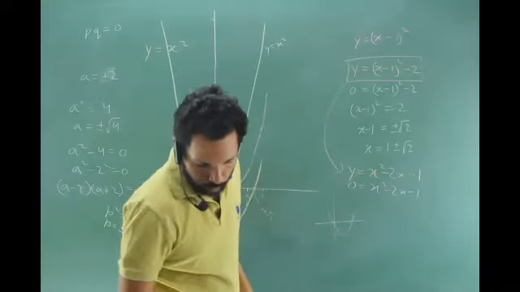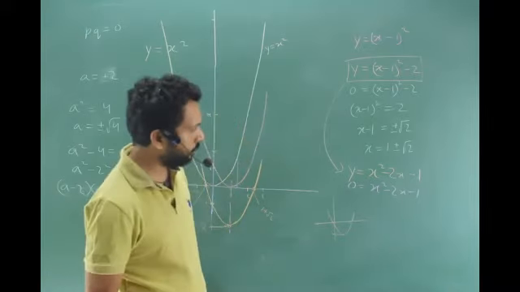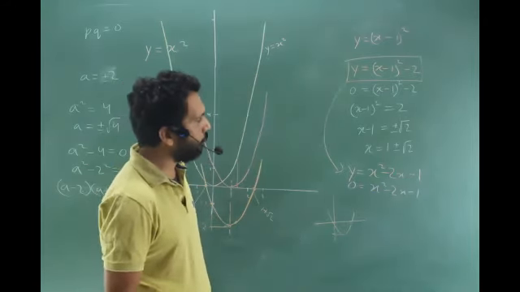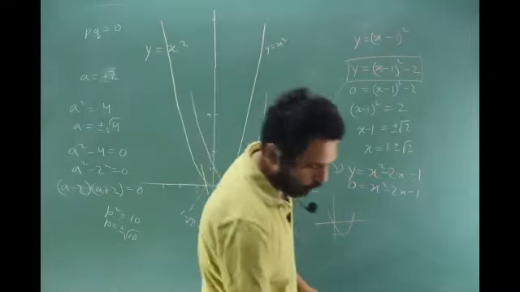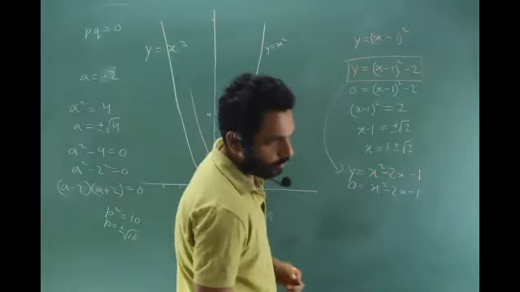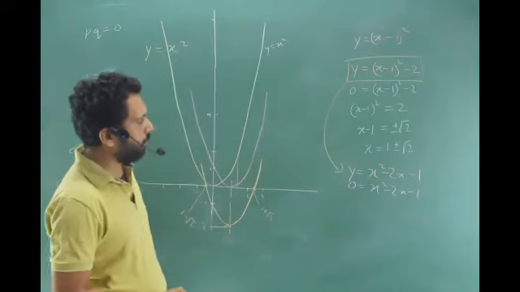Tell me, what did you do to get the answer? So you have to use the formula. Sir, I used the quadratic formula. That formula has come from where? What's the quadratic formula? Minus b plus minus root under b square minus 4ac, divided by 2a. Where has the formula come from? Tell me.